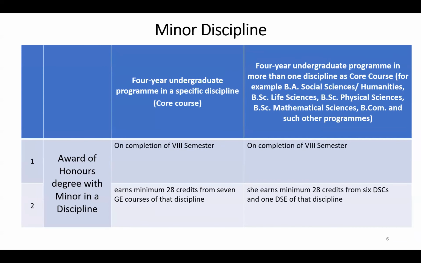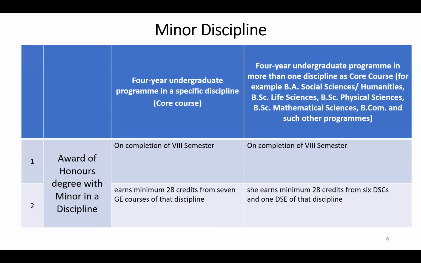Next is a minor discipline. Again, we are going to discuss it across two kinds of courses. One is where you are doing your undergraduate in a specific discipline, another in a multidisciplinary case. So for a four-year undergraduate program in a specific discipline, a discipline would qualify to be a minor discipline on the completion of the 8th semester. But in this case, you have to acquire 28 credits from 7 GE courses of that discipline. That's a minimum requirement there.